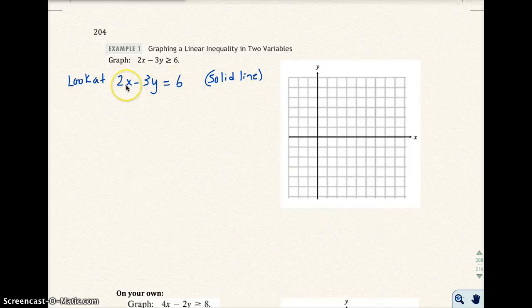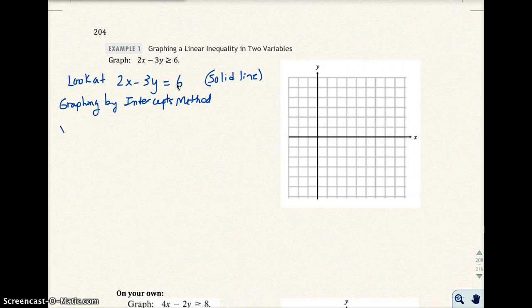We can graph this however we want. Go back to chapter 2. We did y equals mx plus b, or the intercept method. I'm going to use the intercept method, or if you want to, you could do y equals mx plus b. This is a great review for your final exam.